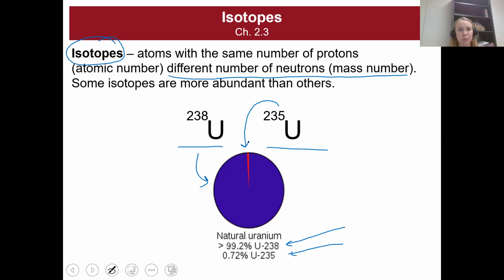So isotopes, once again, have the same number of protons. They have the same atomic number. So there's no atomic number written here because, like I mentioned last time, all atoms of an element have the same number of protons, the same atomic number. So that means we don't have to write it every time because it would be the same. And you can just look it up on the periodic table. But we do write the mass number because that's not always the same. It's different for different isotopes.